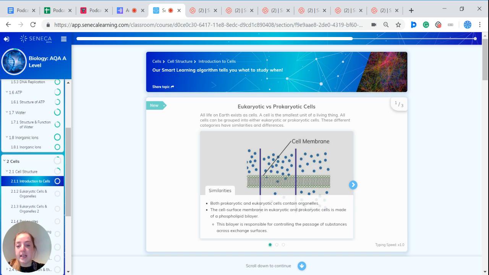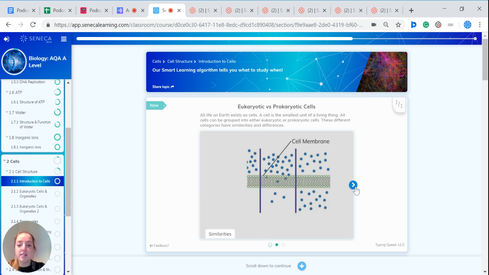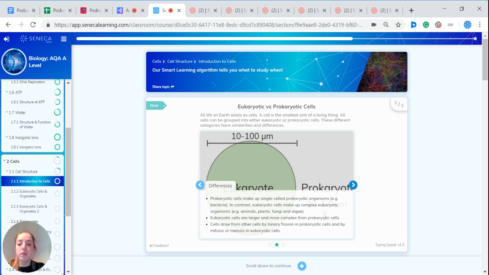Both prokaryotic and eukaryotic cells contain organelles. The cell surface membrane in eukaryotic and prokaryotic cells is made of a phospholipid bilayer. The bilayer is responsible for controlling the passage of substances across exchange surfaces. Now I'll talk about the differences.